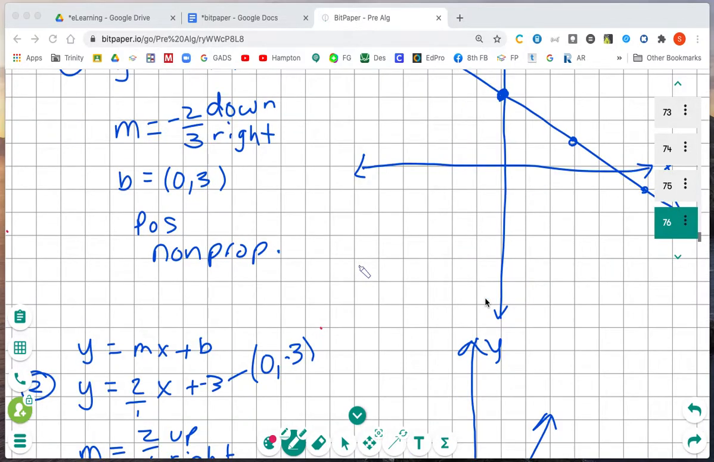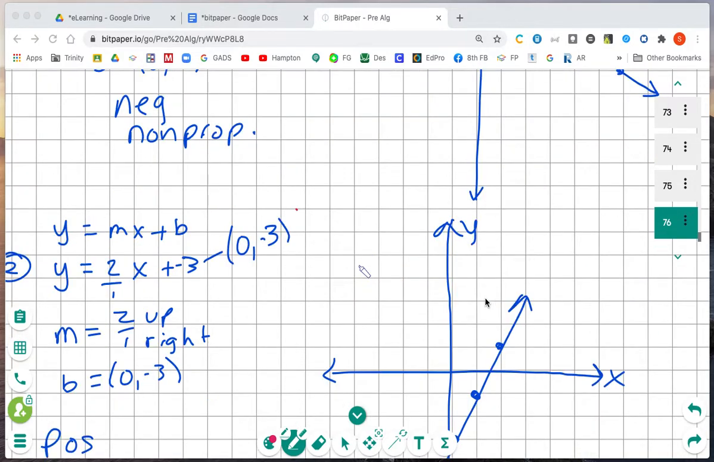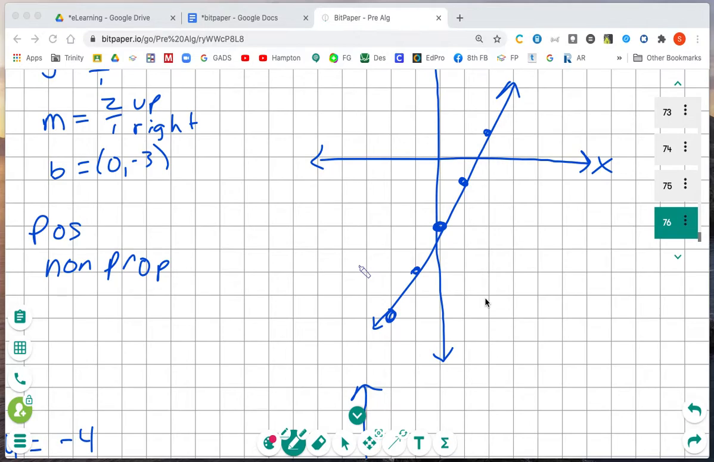Now, I just realized this is not positive up here. Sorry about that. This is negative. And we also forgot to label this is our B, our y-intercept, our ordered pair 0, 3, and our starting point. Okay, let's go to this one. Negative non-proportional. This is our B, our y-intercept, our 0, negative 3, and our starting point.